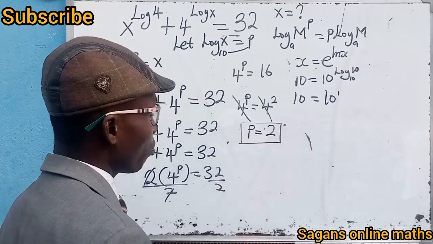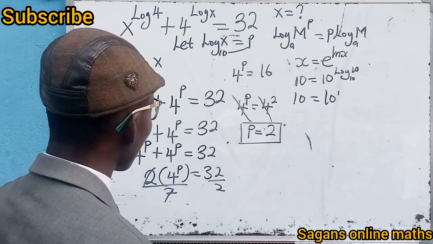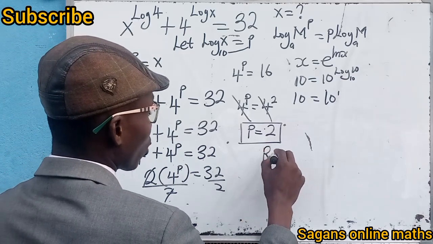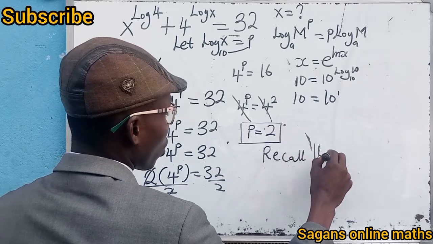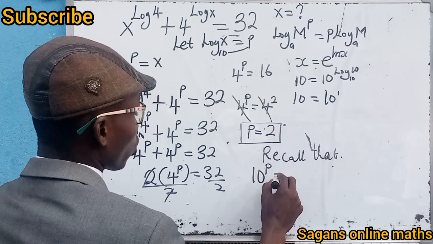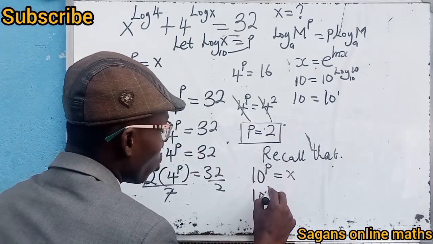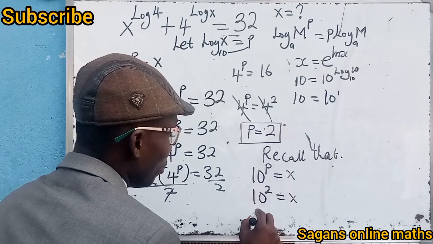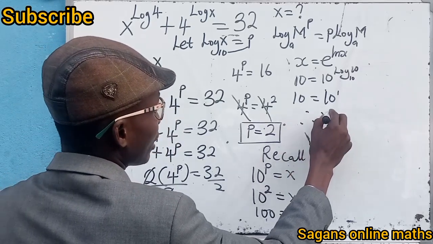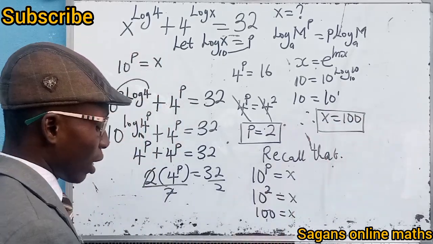But we are not asked to solve for p; we are asked for the value of s. You may be wondering why we are solving for p. We are solving for p so that this problem can be easily solvable. Now recall that 10 raised to the power of p is equal to s. From here, 10 raised to the power of 2 is equal to s. That means 100 is equal to s. So therefore s is equal to 100. So 100 is the solution to this particular problem.